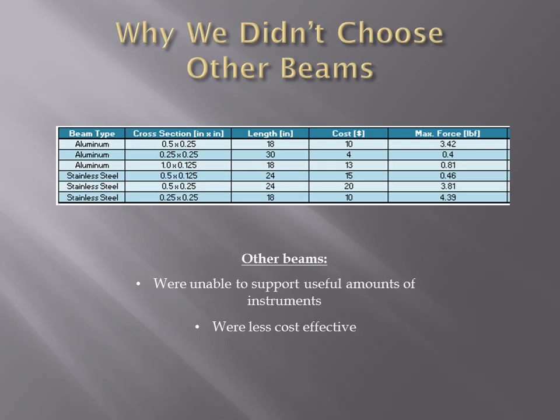The main driving force influencing our decision was the cost of each beam. Aside from cost, we found 2 of the beams available, the 30-inch long aluminum beam and the 24 by 1/2 by 1/8 inch stainless steel beam, were not capable of supporting even a 1/2 pound of force by our predictions. These 2 beams were eliminated because they were unable to support the smallest instrument, which produced a 1/2 pound of drag.